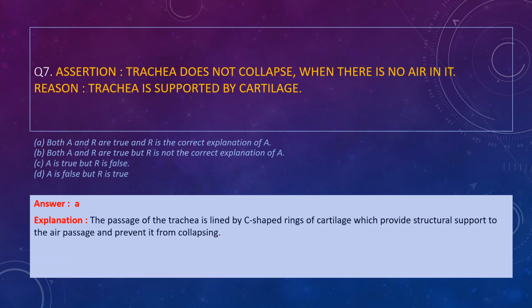The next one, assertion. Trachea does not collapse when there is no air in it, which is true. Trachea is supported by cartilage. This is also true. And actually, because trachea is supported by the C-shaped rings of cartilage, which provide structural support, that is why trachea does not collapse when there is no air in it. So hence, the answer will be A. Both A and R are true, and R is the correct explanation of A.